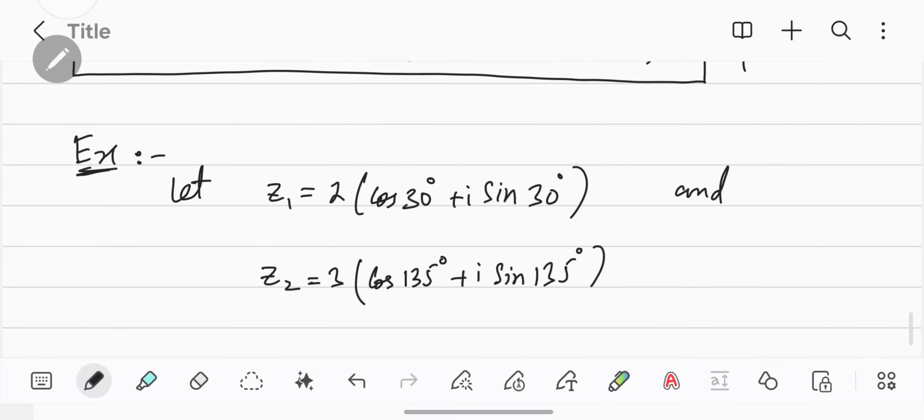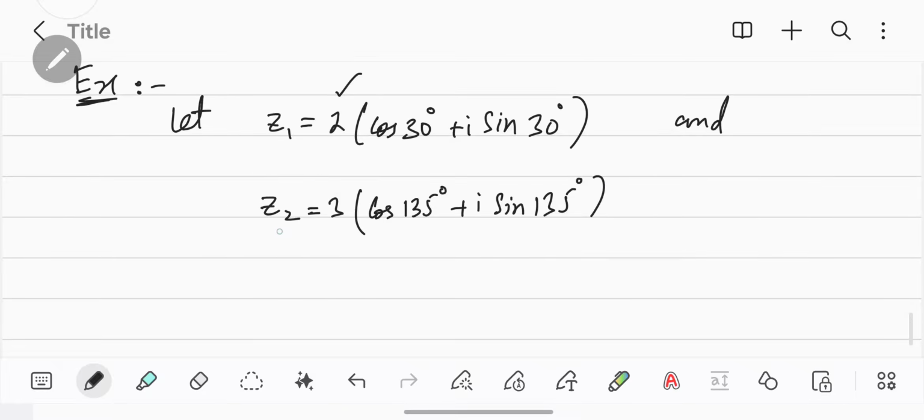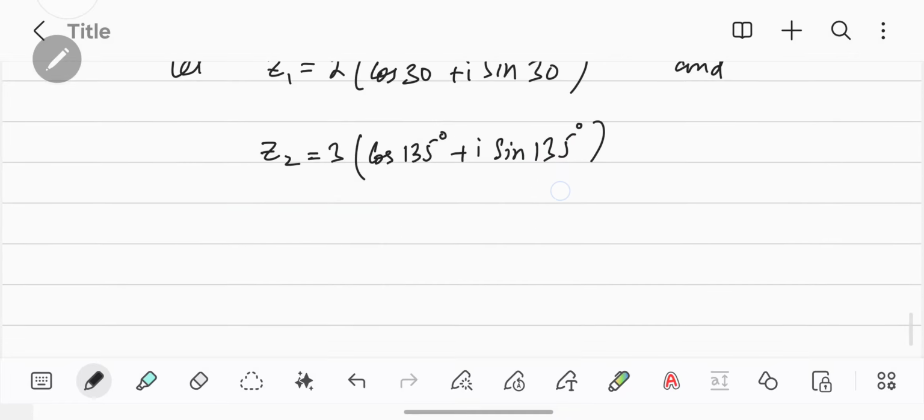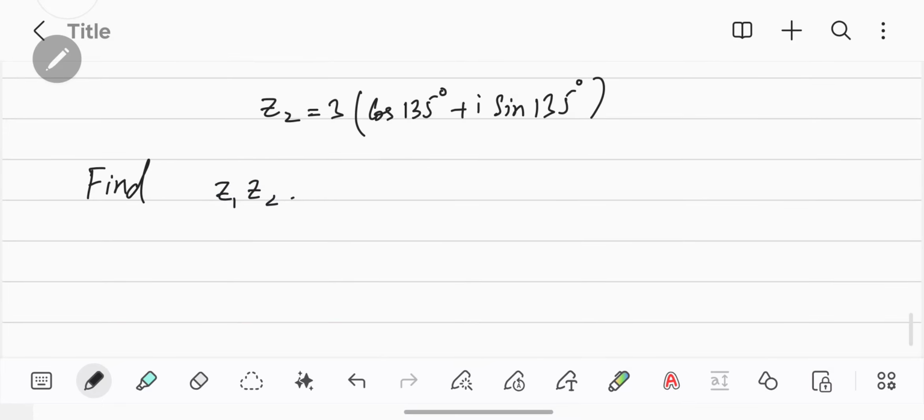Now we do an example. In this example you have z1 and z2. In z1 the radius r1 is 2 and theta 1 is 30 degrees, right? And in z2 our radius r2 is 3 and theta 2 is 135. So we have to find the product. In this example we are asked to find z1 multiplied by z2.